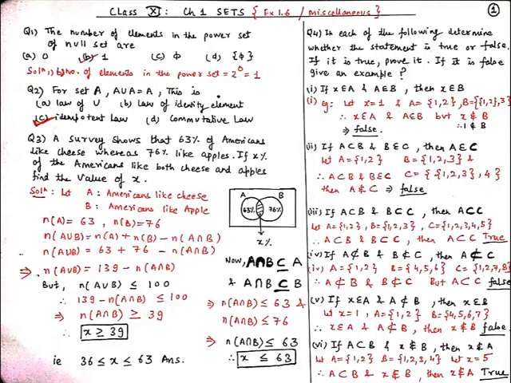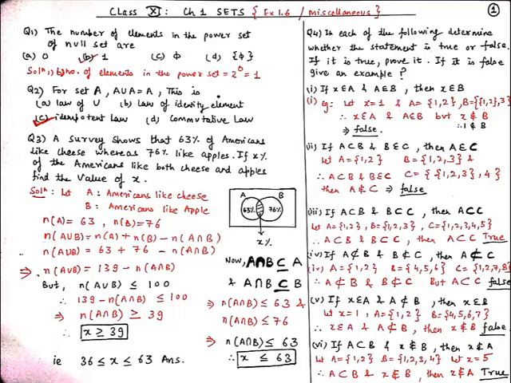So our first question for today is: the number of elements in the power set of the null set are? Now, since we know that the number of elements in a power set is equal to 2 to the power n, where n is the number of elements in a set. So here our set is null, where the number of elements is 0. So 2 to the power 0 is equal to 1. So here option B is correct.